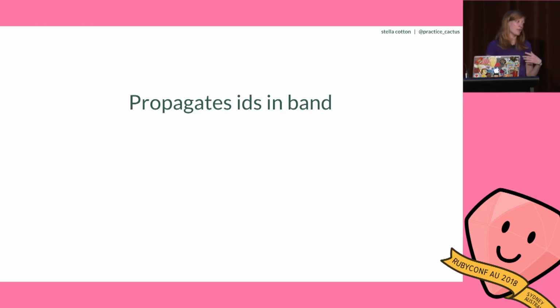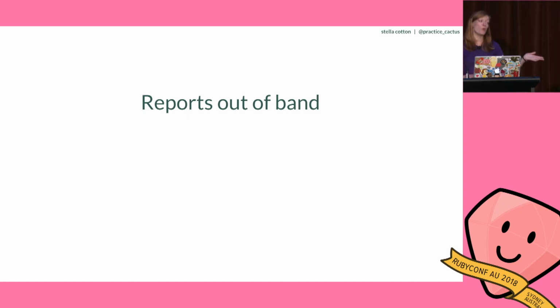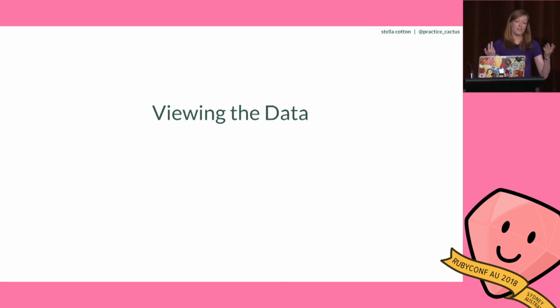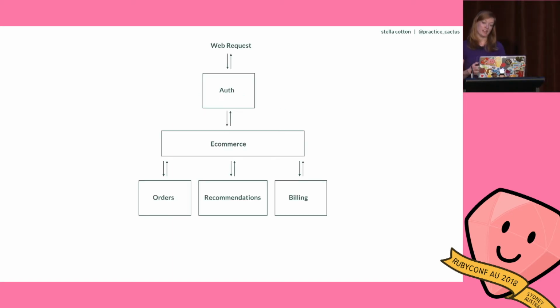So how is this not going to add latency to your system? First of all, it only propagates IDs in band, so it only passes along those IDs in the headers, but it reports out of band. If you're familiar with things like Librato, any kind of metrics gem, they're going to use an additional thread to communicate with the system so that it's not blocking your requests. And Zipkin is going to do the same thing. It uses the sucker punch gem to make a threaded call out to the server. And then finally, it's ready to be viewed in a UI.